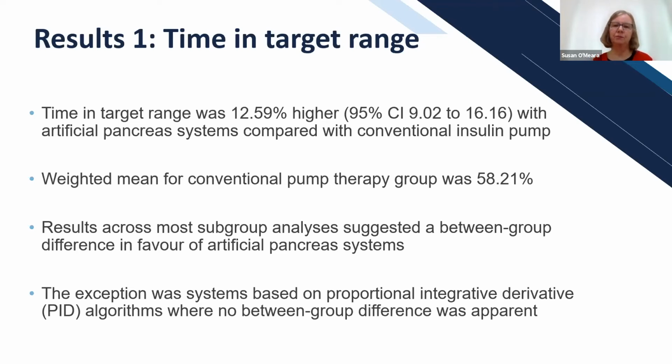So I mentioned lots of subgroup analyses, and in this instance, results across most of the subgroup analyses suggested a between group difference in favour of the artificial pancreas system. In other words, they were agreeing with the main analysis, but there was an exception, and the exception was systems based on the proportional integrative derivative algorithms for the artificial pancreas. Where you had a comparison between those sorts of artificial pancreas and the comparator, no between group difference was apparent.